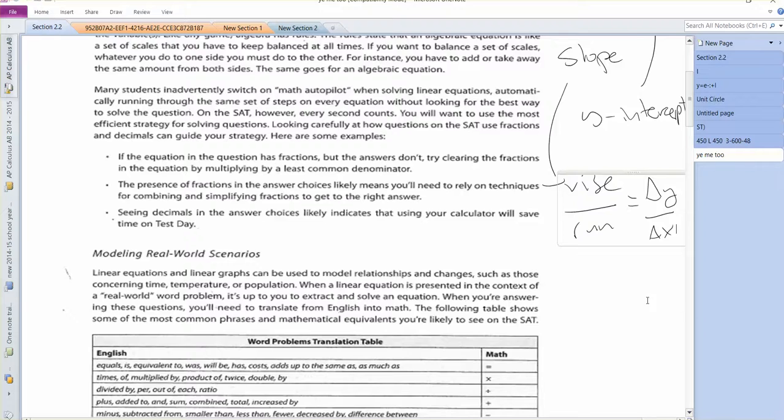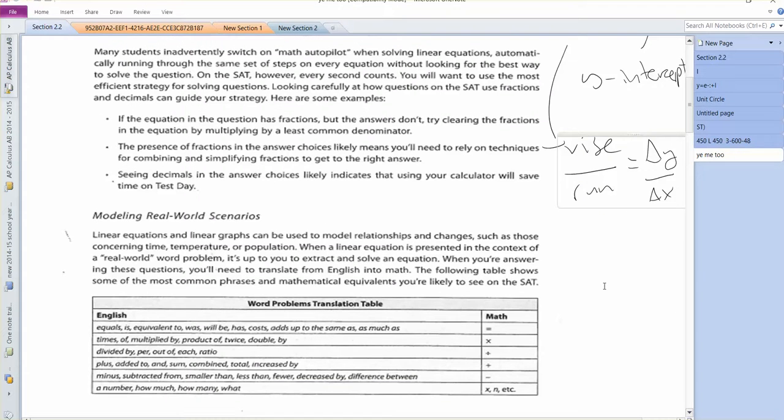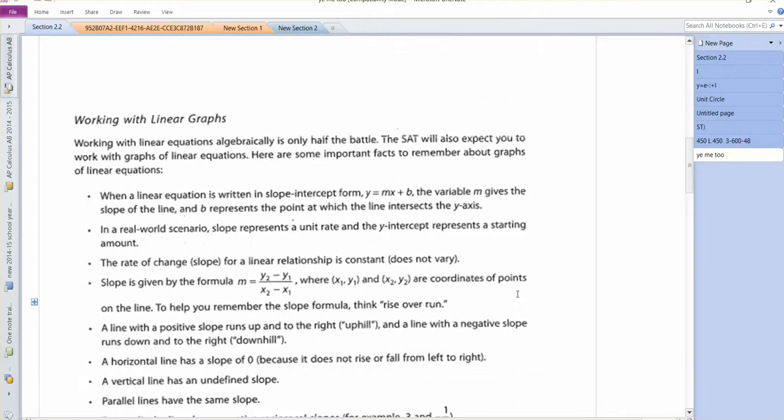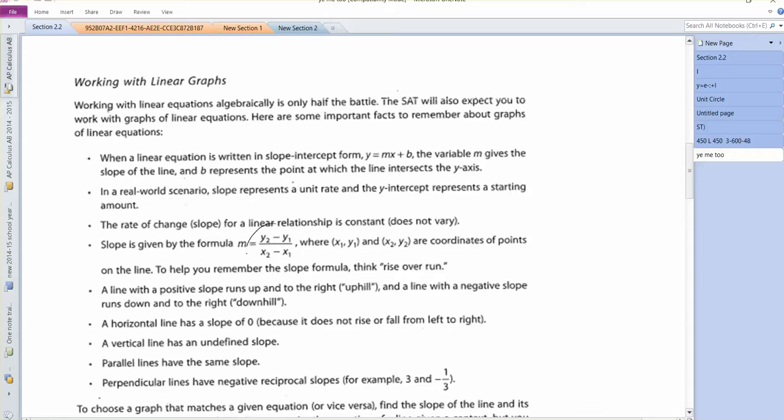We really want to spend some time talking about modeling real-world scenarios that involve linear equations, and how you can take the information in a word problem and extract the slope from that, and do likewise with the y-intercept. Hence, create an equation and answer whatever question you need to about the real-world scenario. We will work with linear graphs.